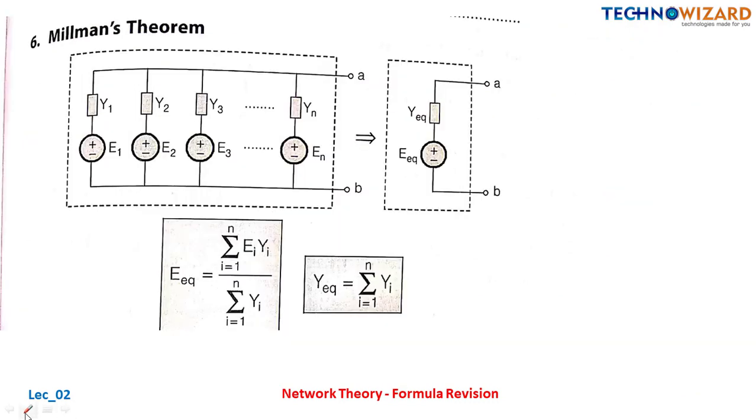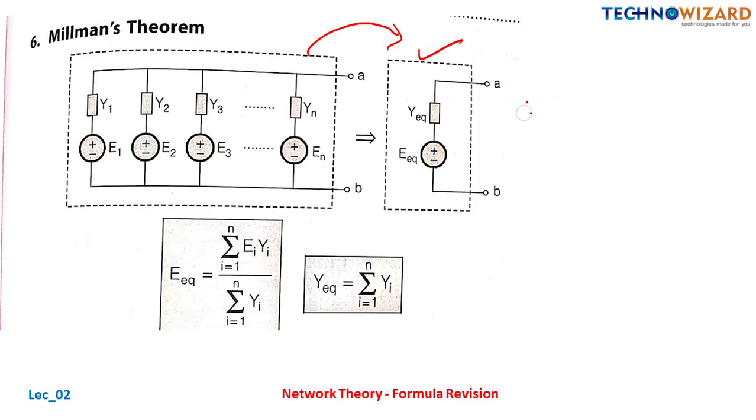Remember. Now Millman's theorem. If many impedances and voltage sources are connected in parallel and you have to convert it into a single voltage source and single resistance. Okay, how can you find this?